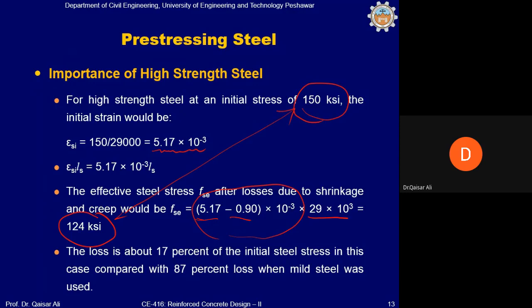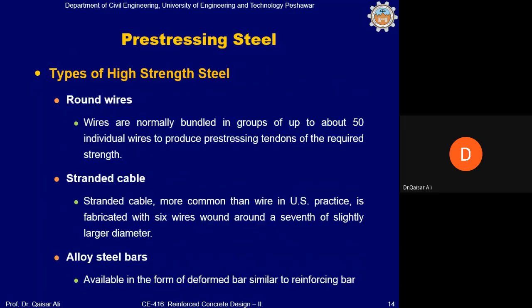So the conclusion from this discussion is that we can only use high strength steel wires, cables, or bars for pre-stressing. There are 3 types of high strength steel available in the market. Wires are generally available, and they can be bundled. 1 wire, 2 wires, 3 wires, any number of wires can be used for pre-stressing. Usually not more than 50 wires are used at one and the same time for prestressing.